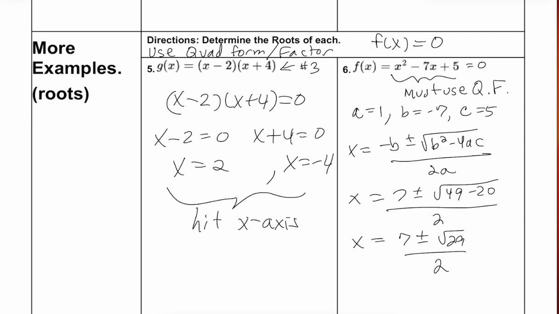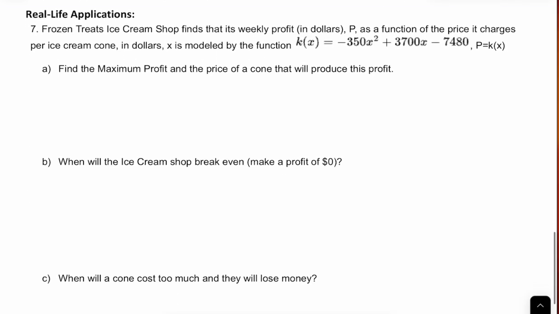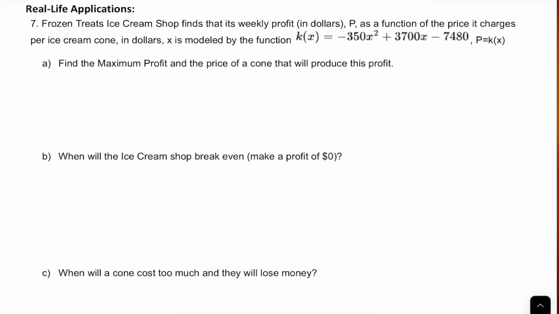Okay. Everybody good with 5 and 6 and how we use factoring or the quadratic formula to find the roots or zeros? Okay. So now I want to do a word problem. So please look at number 7. Let me read it to you. It says, Frozen Treats Ice Cream Shop finds that its weekly profit in dollars P as a function of the price it charges per ice cream cone in dollars X is modeled by the function K of X, where P is K of X.